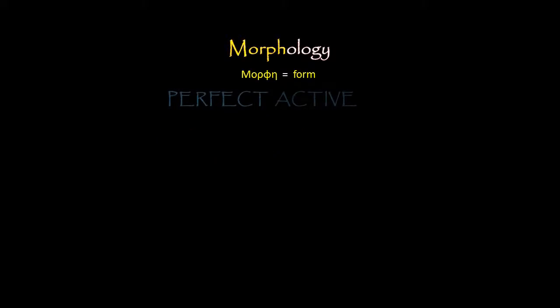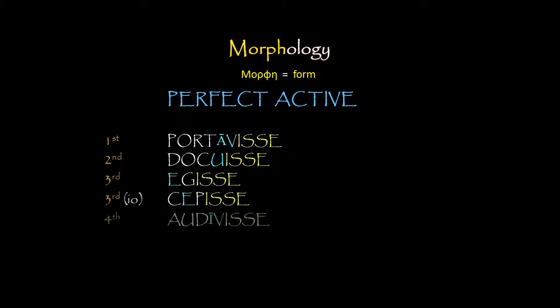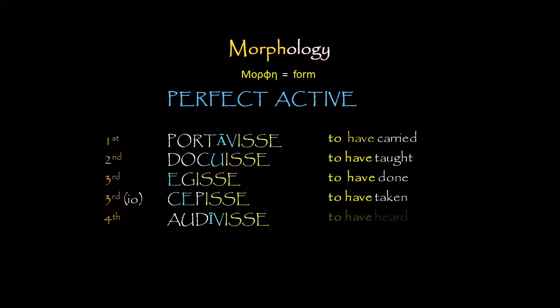Using amo, start with the perfect stem, amav, add esse, and then when the two get joined together, that first E of esse becomes an I. Amavisse, to have loved. By adding esse to the perfect active stem, the third principal part, we get portavisse, docuisse, egisse, cepisse, and audivisse.